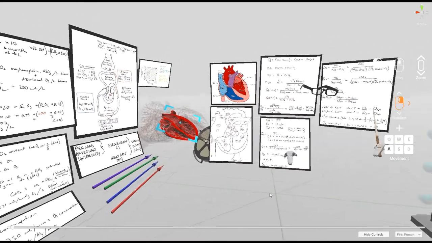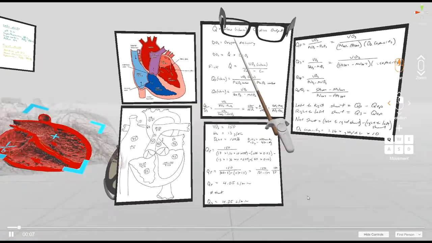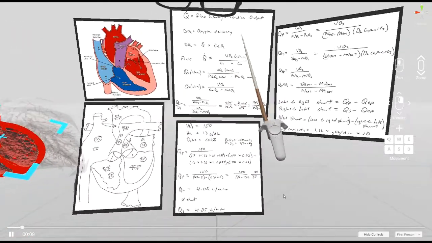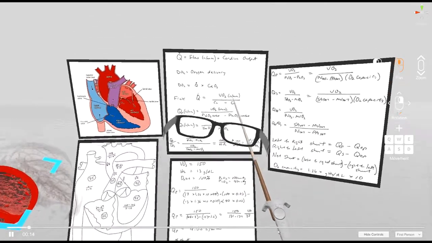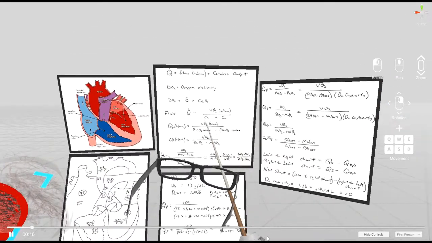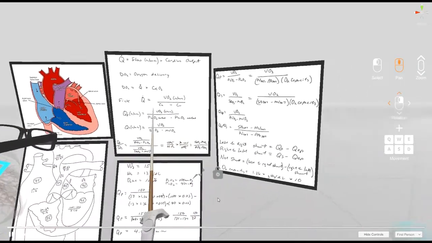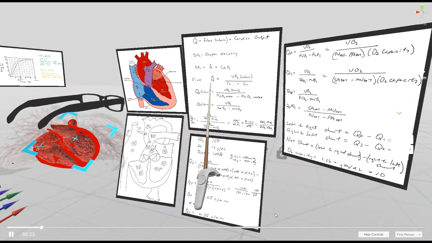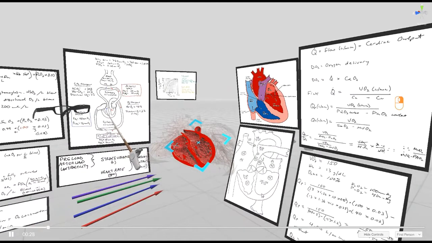So for our final learning objective here, we're going to be discussing the Fick equation as a measure of cardiac output. The Fick equation says that the oxygen consumption divided by the arterial or blood content difference gives us flow. For example, we have QP and QS. QP is the pulmonary circulation, the flow through this circuit. The systemic circulation is here.